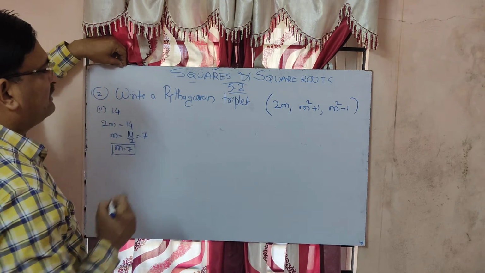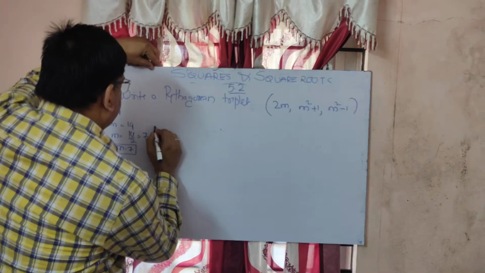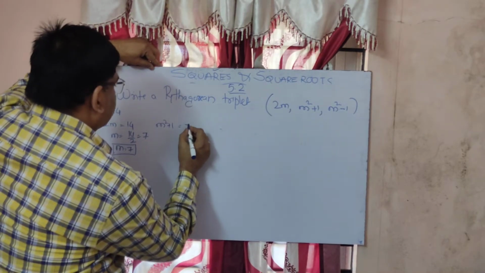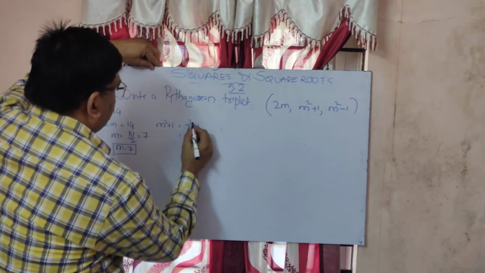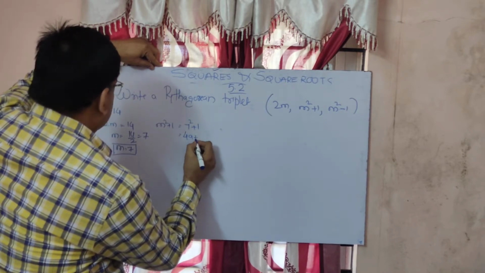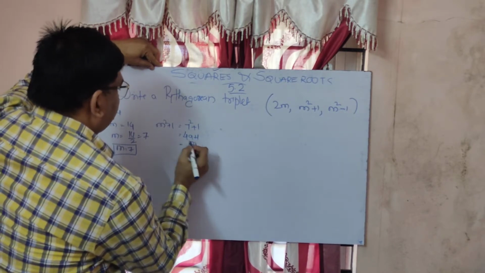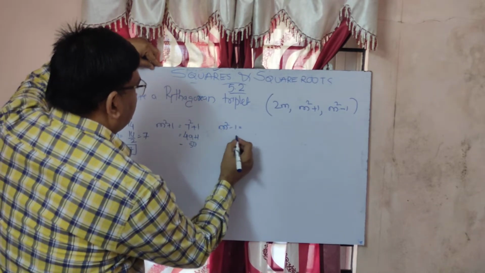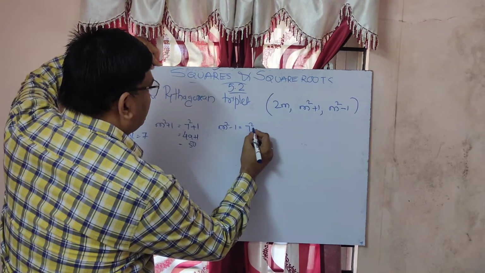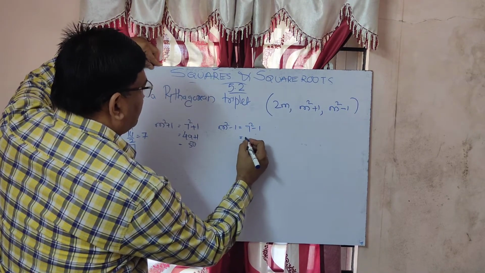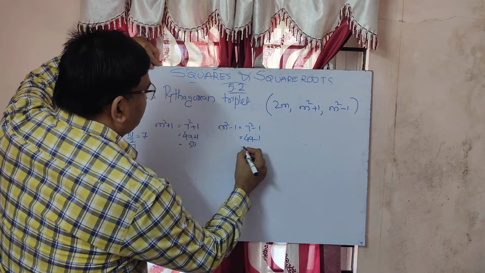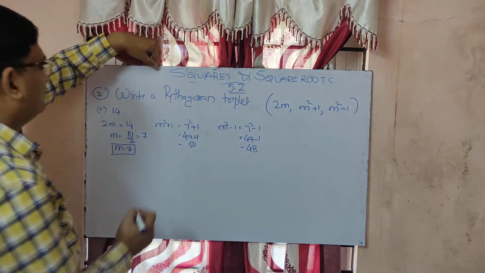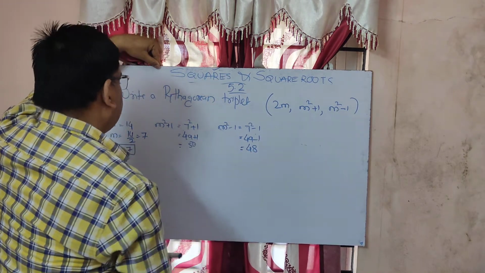Okay. Now next one is m square plus 1. M square plus 1 is 49 plus 1. That is 50. Now let us do the third one. M square minus 1 is equal to 7 square minus 1. How much? 49 minus 1, that is 48. So these are the three Pythagorean triplets.